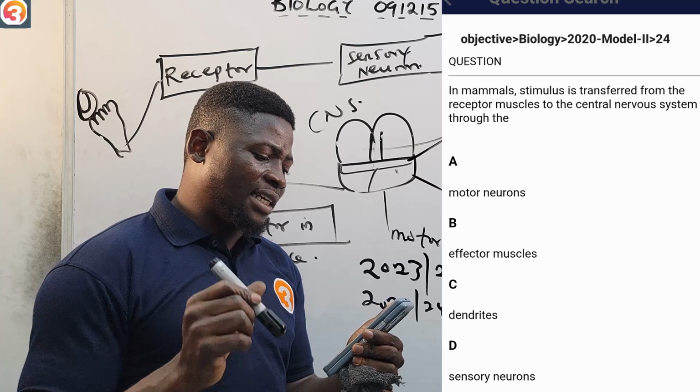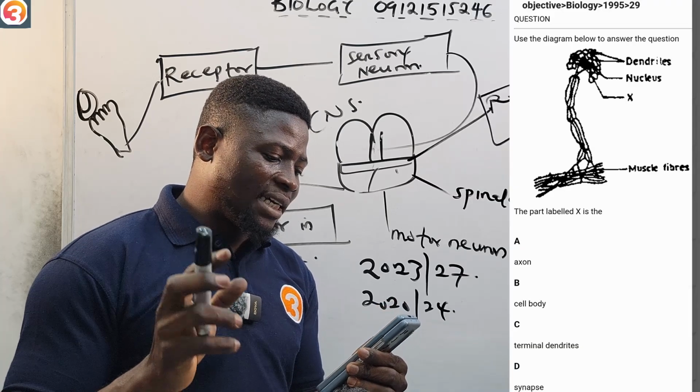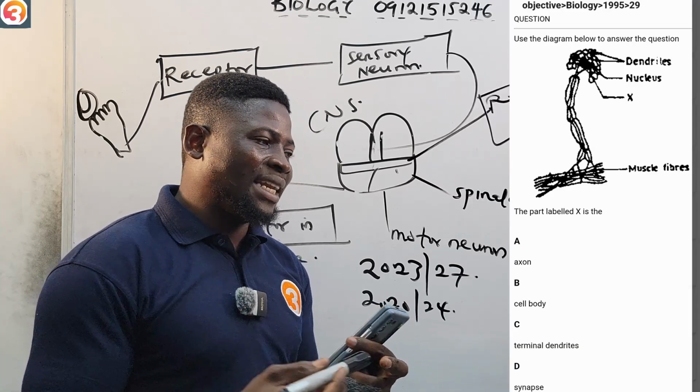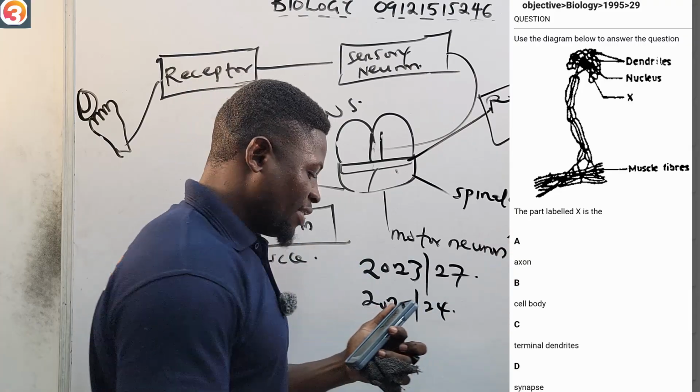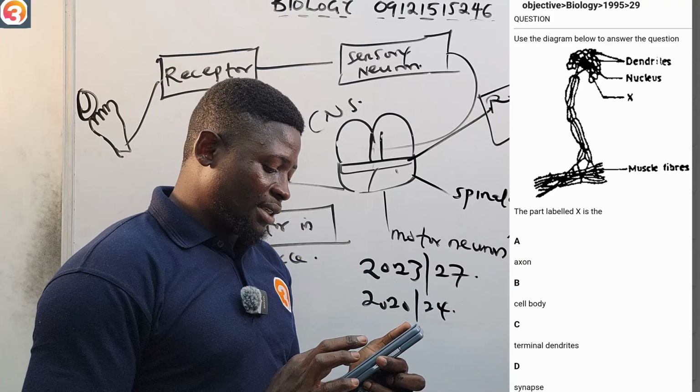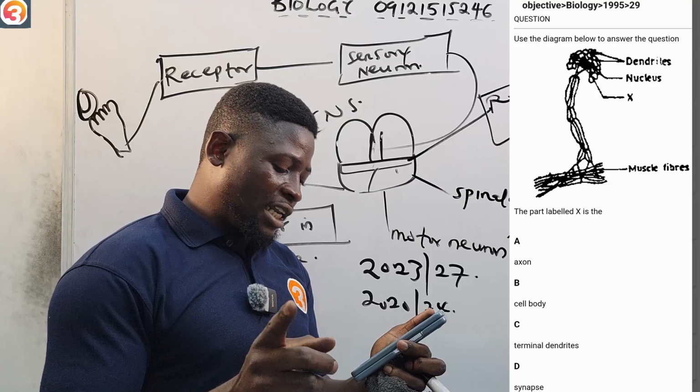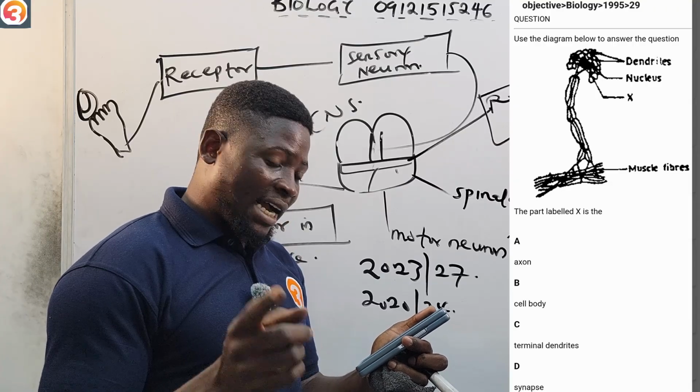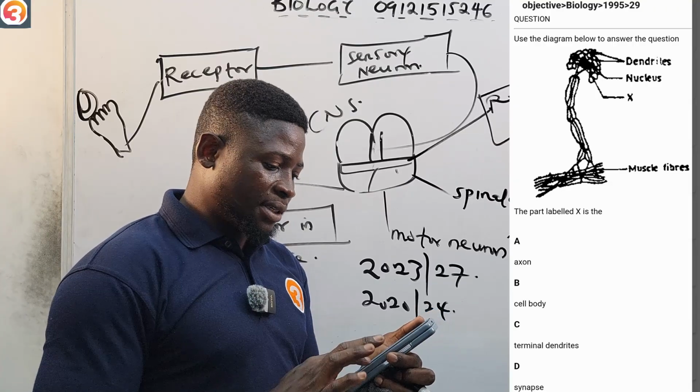1995, number 29. They say use the diagram below to answer the question. The part labeled X. X is very obvious there, all right? And we have told you what it is. So tell me the answer in the comment section. A says axon, B says cell body, C says terminal dendrites, D says synapse.